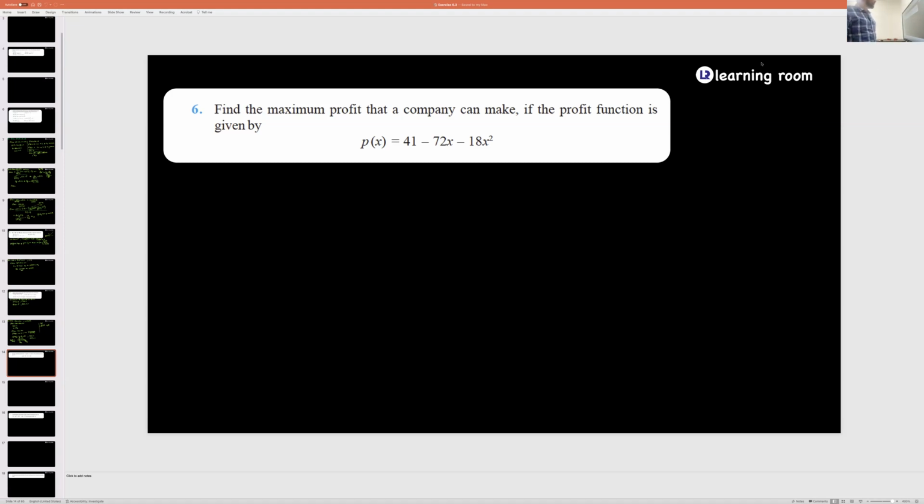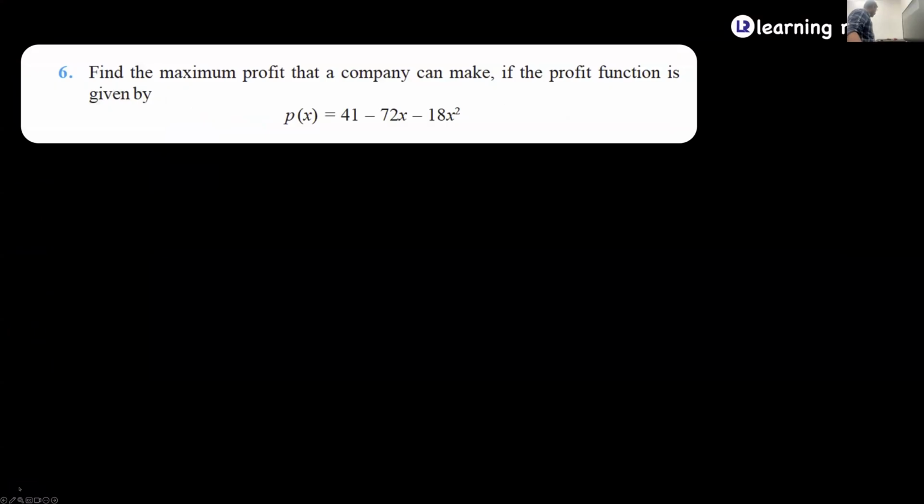So those are online. Are you able to see the screen? Yes, sir. Okay. So let me solve this problem. The sixth question is, find the maximum profit that a company can make if the profit function is given by P of X is equal to 41 minus 72X minus 18X square. So this is P of X, which is 41 minus 72X minus 18X square.